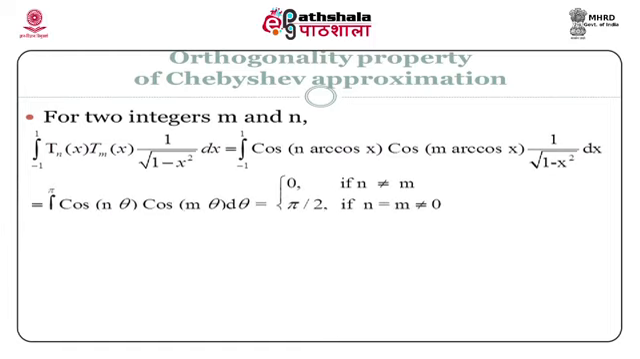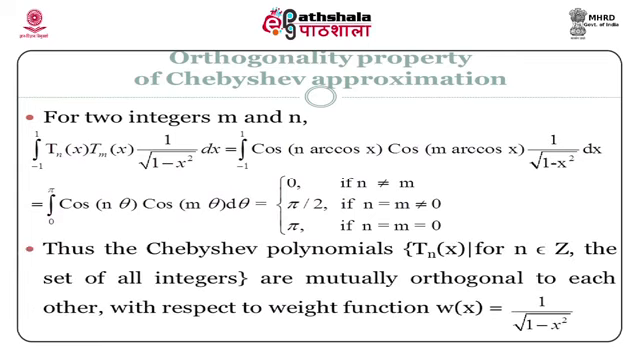Now, if I put arc cos x equal to theta in this integral, then 1 upon under root of 1 minus x square dx will give d theta, and the whole thing will be converted to the integral from 0 to pi of cos n theta cos m theta d theta. And it is well known that this integral will be equal to 0 if n is not equal to m, and pi by 2 if n is equal to m but they are not equal to 0, and it will be equal to pi if n is equal to m and both of them are 0.